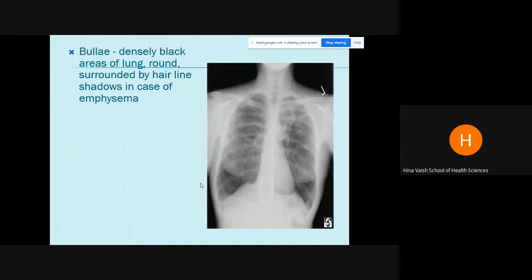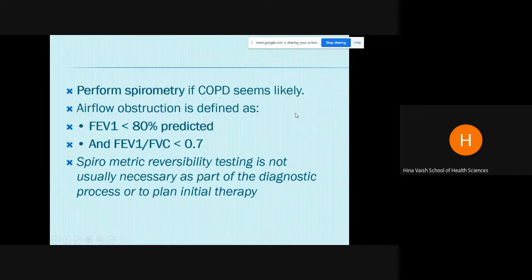And here, in cases of emphysema, you can see the bullae, which are the black areas of lung surrounded by hairline shadows. So you can see here multiple bullae. Okay, you can see my arrow moving, so you can see the bullae in the lungs.